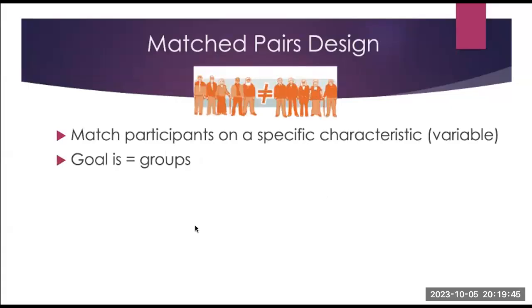Matched pairs design. As I mentioned, matched pairs design is a special type of condition where you cannot use repeated measures, because for some reason, the independent variable that you want to look at may cause permanent change. So as I mentioned before, you match participants on a specific important characteristic. And what you're trying to do is get groups that are as equal as possible.